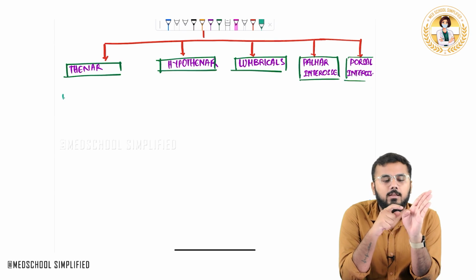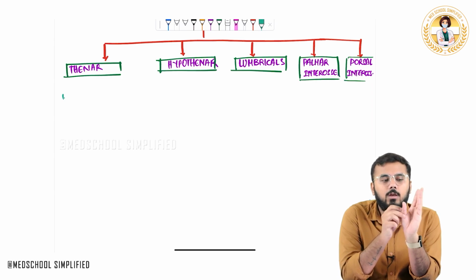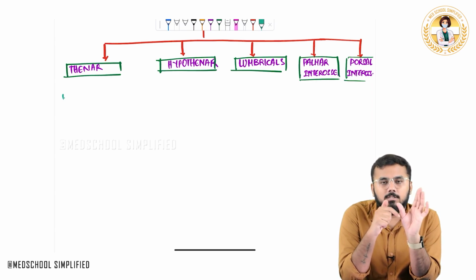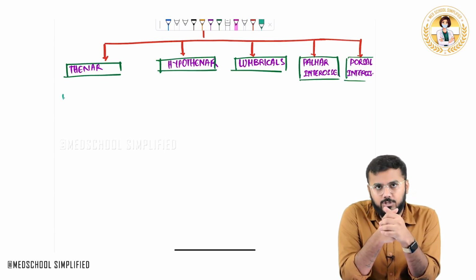Next important thing is that with the help of the thumb, I am able to oppose each finger. I am able to count all my fingers like this, right? So this finger is going in the opposite direction of each finger. This action is called opposition.